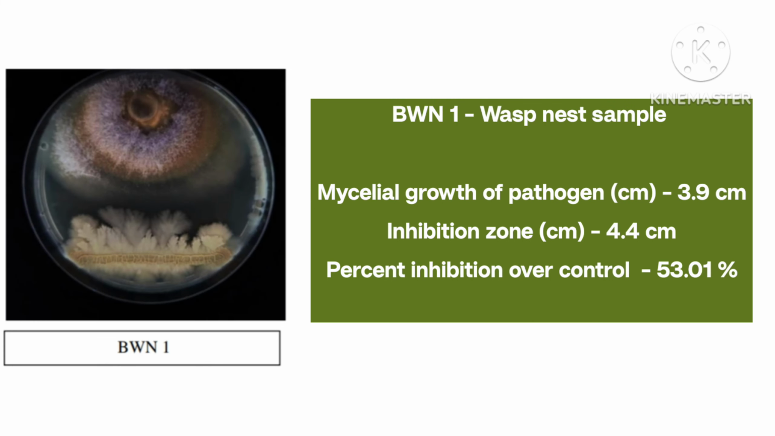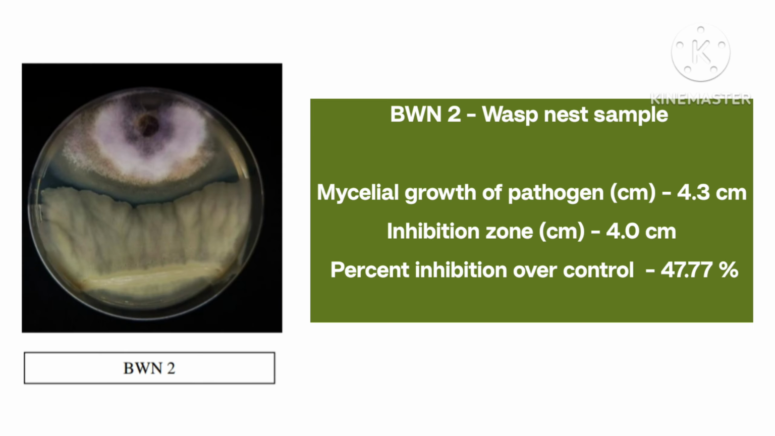36.13%. Bacterial isolate 1 from wasp nest sample. Mycelial growth of pathogen 3.9 cm. Inhibition zone 4.4 cm. Percent inhibition over control 53.01%. Bacterial isolate 2 from wasp nest sample.